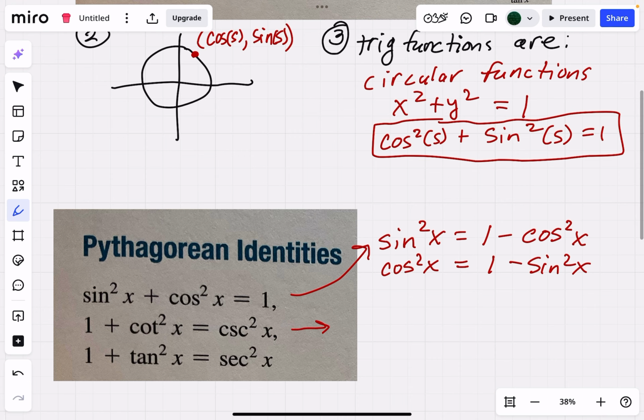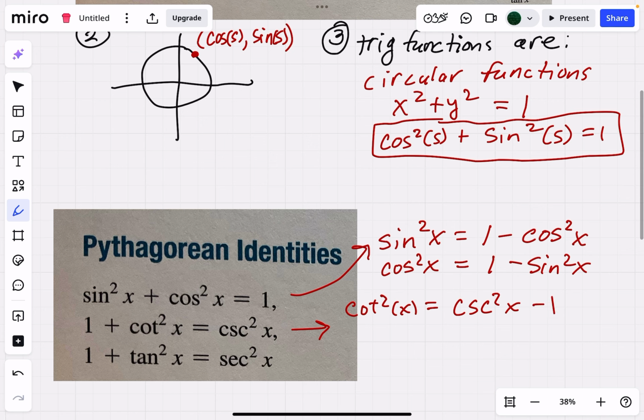Now, how about this one? This one might not have been as intuitive, but if you substitute again, going back to basic trig identities, then you can see where these come from. This one, if you'd like to, let's say, solve for the cotangent squared of x, then we would have the cosecant squared x minus 1.